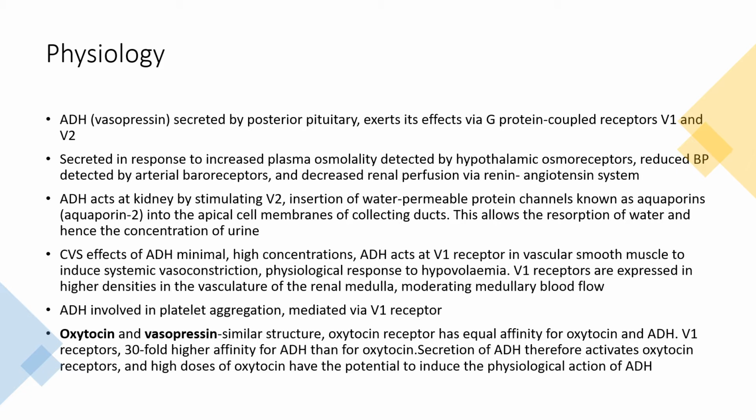The oxytocin and the vasopressin receptors have similar structure. Oxytocin receptors have equal affinity for oxytocin and ADH. V1 receptors have 30-fold higher affinity for ADH than for oxytocin. Secretion of ADH therefore activates oxytocin receptors, and high doses of oxytocin have the potential to induce physiological action of ADH.